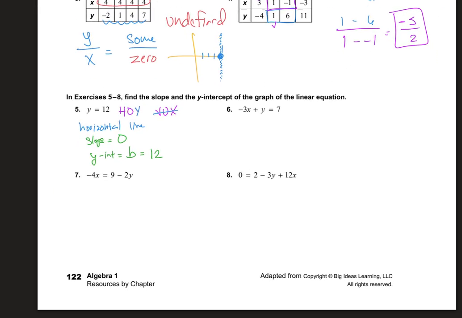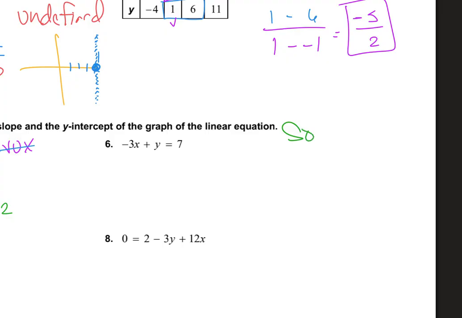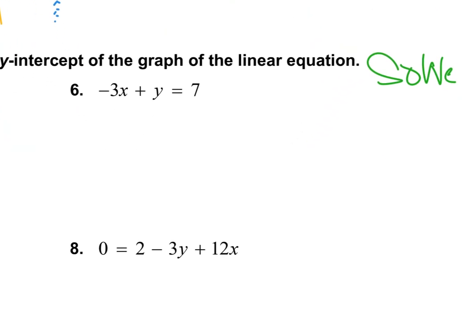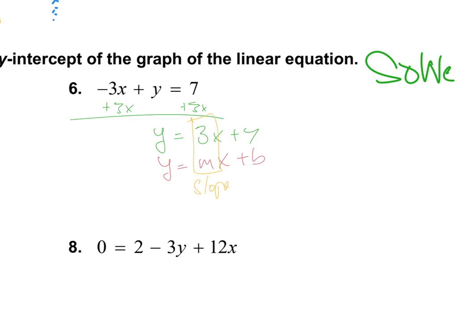Number 6, if you're thinking, okay, this one's so much different. In fact, these are all really strange. What we want to do is solve for y. We want to get y by itself. So you could move the y over if you want. You could move the 3x over if you want. It's totally up to you. I look at this and I'm just going to add 3x. Because once I do that, I get y equals 3x plus 7. And now this is in slope-intercept form, where my slope is 3 and my y-intercept is 7.